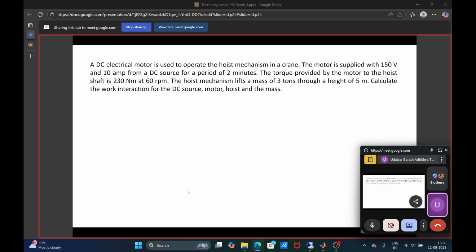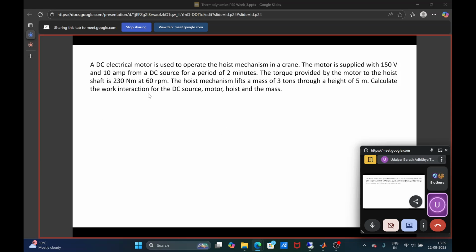So next question. A DC electrical motor is used to operate the hoist mechanism in a crane. The motor is supplied with 150 volts and 10 amps from a DC source for a period of 2 minutes. The torque provided by the motor to the hoist shaft is 230 Newton meter at 660 rpm. The hoist mechanism lifts a mass of 3 tons through a height of 5 meters. Calculate the work interaction for the DC source, motor, hoist and the mass.